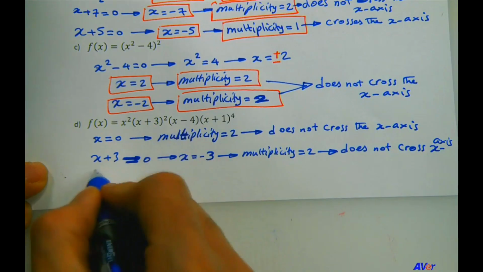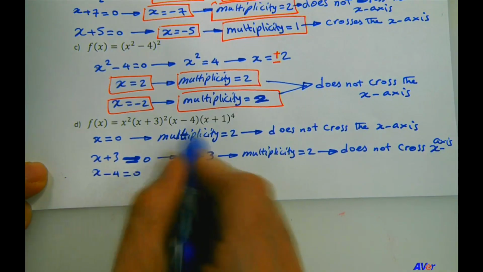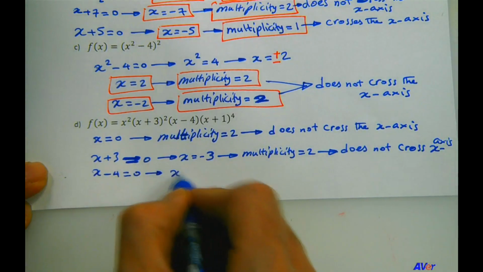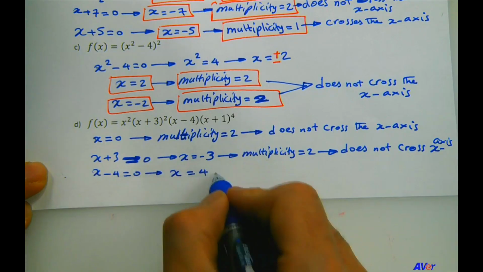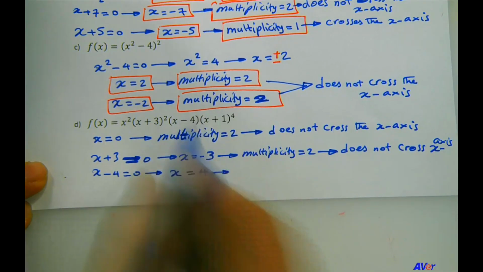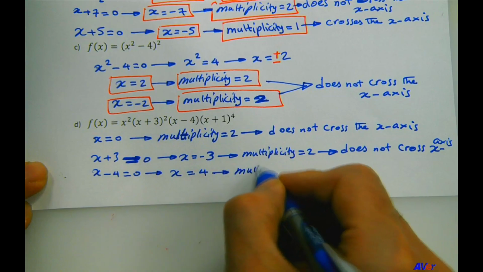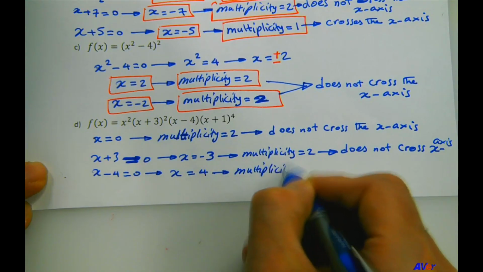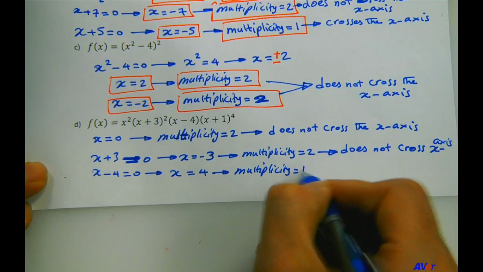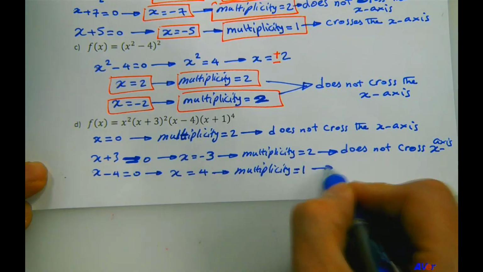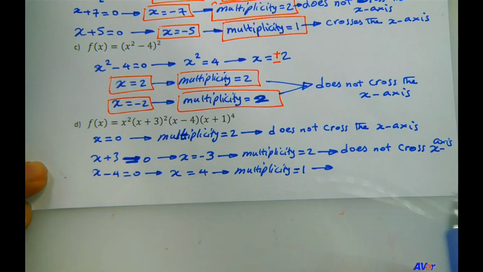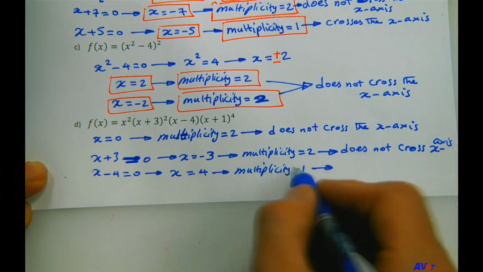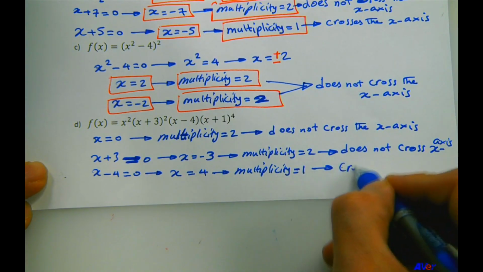And then we have x minus 4 equals 0, that factor, right? So the 0 of that polynomial at that point is x equals 4. What is the multiplicity? The power is 1, right? Multiplicity is equal to 1. Does the graph of the polynomial cross the x-axis at this point, x equals 4 or (4, 0)? Yes, it does. Multiplicity is equal to 1, which is odd. So it crosses the x-axis.